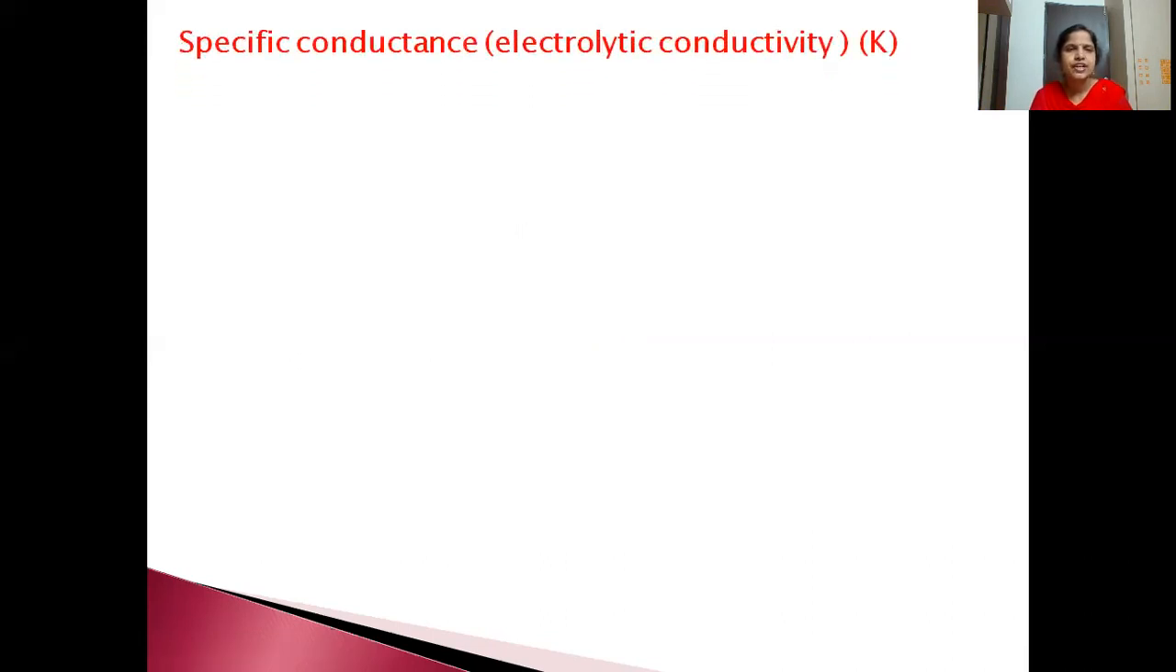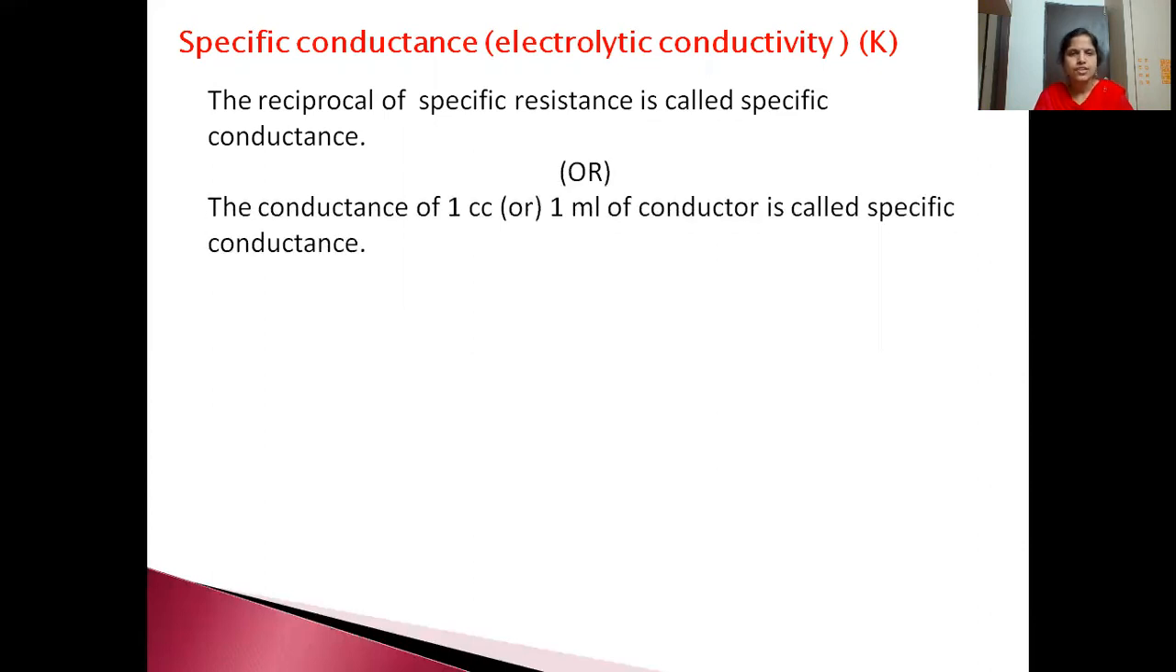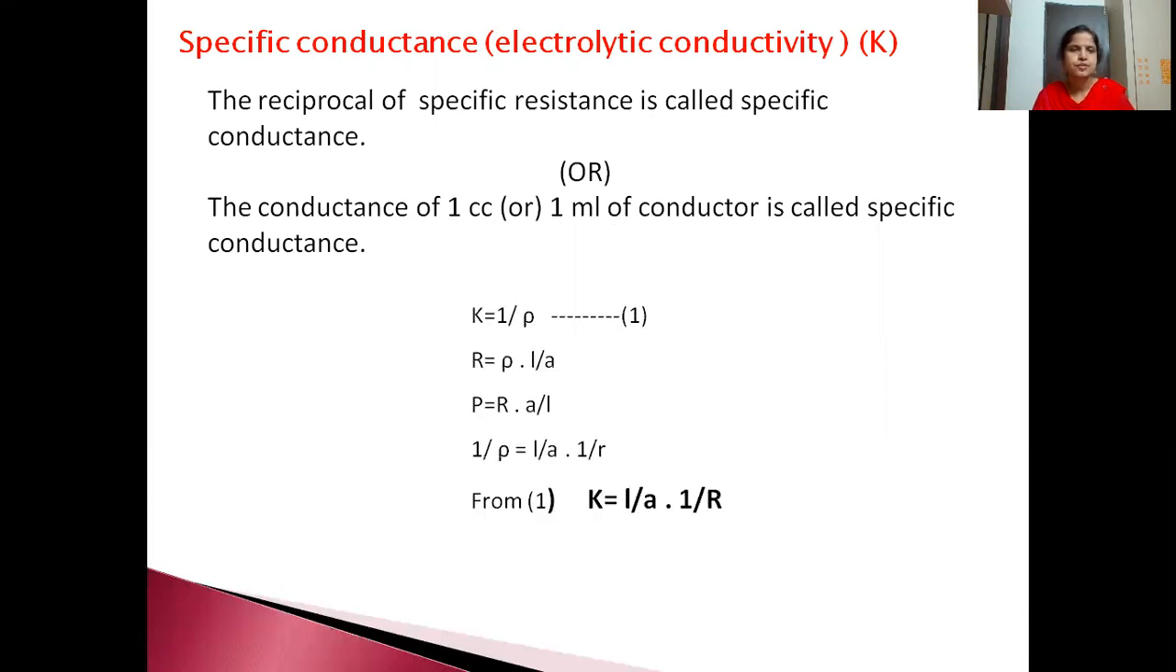Next term is specific conductance, or electrolytic conductivity, which is represented by K. Now what is K? It is just the reciprocal of specific resistance, called specific conductance. Or we can also define it as the conductance of 1 cc, that is 1 ml of conductor, called specific conductance. Now as we know K is equal to 1 by rho. And what is R? R is equal to rho into L by A. This is the expression for resistance.